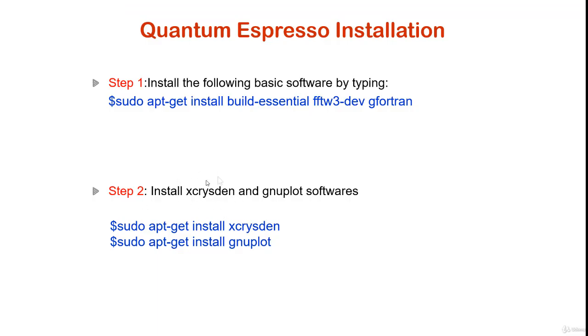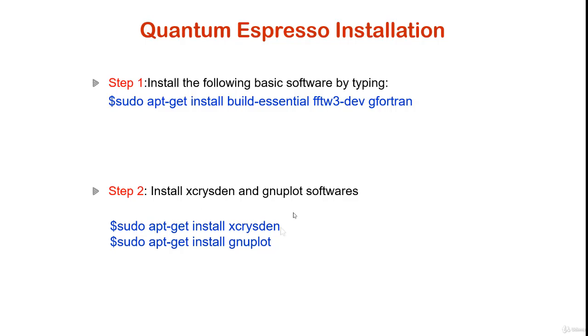In the second step, we should install XCrySDen and GNU Plot software. We can use these commands to do this. By using XCrySDen, we can see the crystal lattice, lattice vector, reciprocal vectors, etc. And GNU Plot is software that allows us to plot the curves. To plot quantities, for example, density of states or band structure, we can use it.